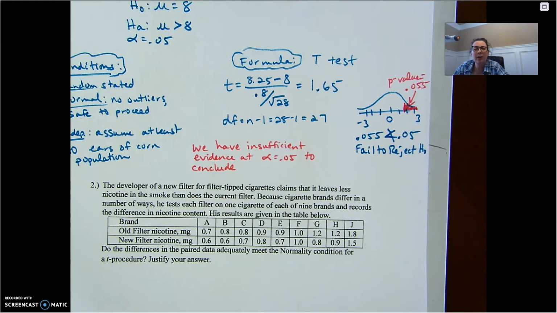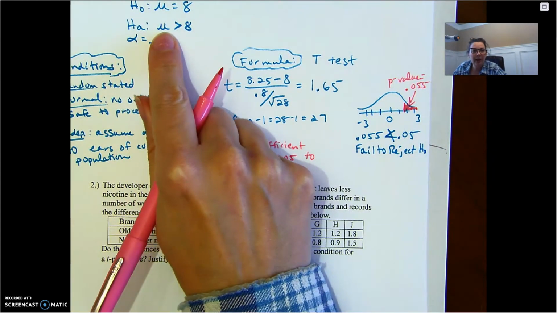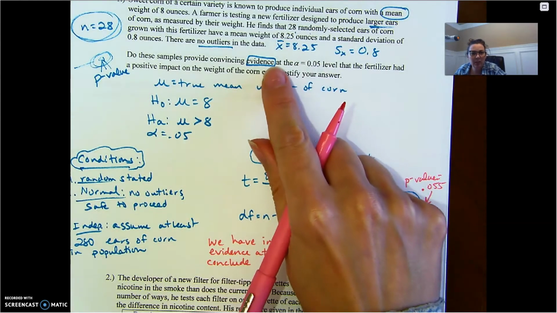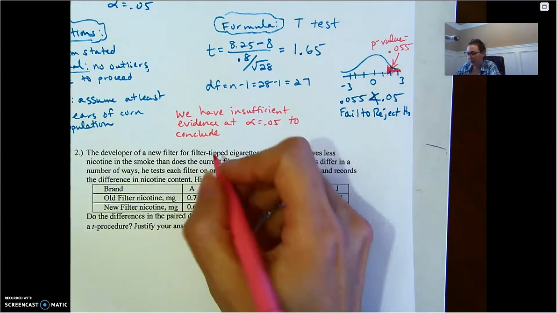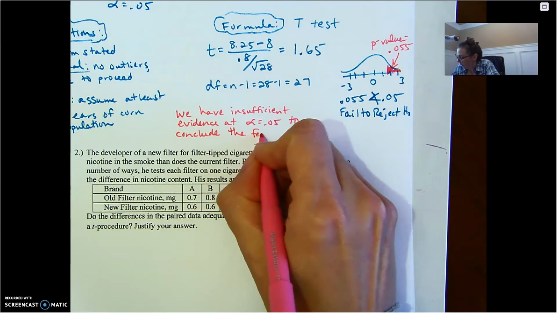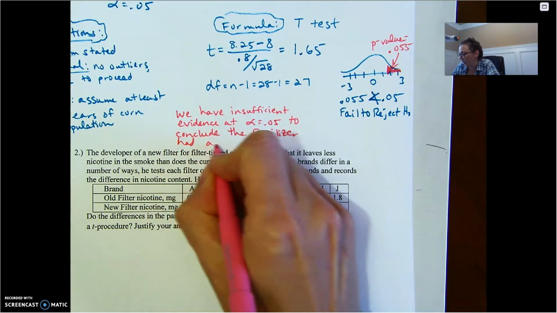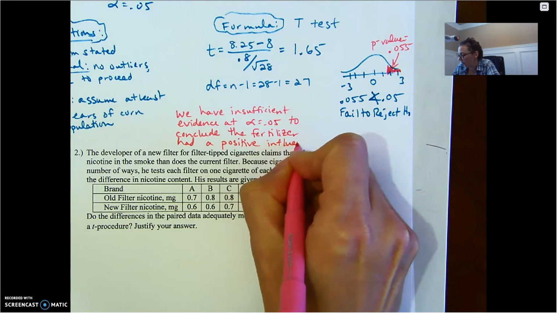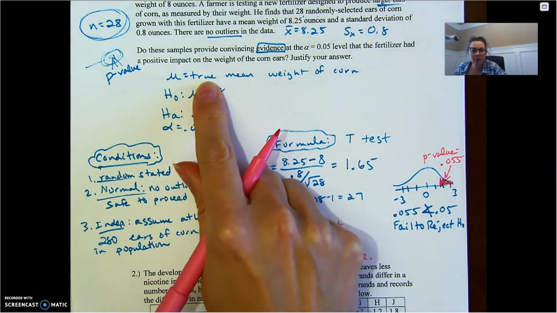All right, and we want to make our conclusions in terms of the alternative hypothesis. So the alternative was we're looking for evidence that the weight had increased from 8 ounces. You can also steal the language up here, evidence that the fertilizer had a positive impact. So we have insufficient evidence at alpha equals 0.05 to conclude the fertilizer had a positive influence. And I'm out of space. So there you go.